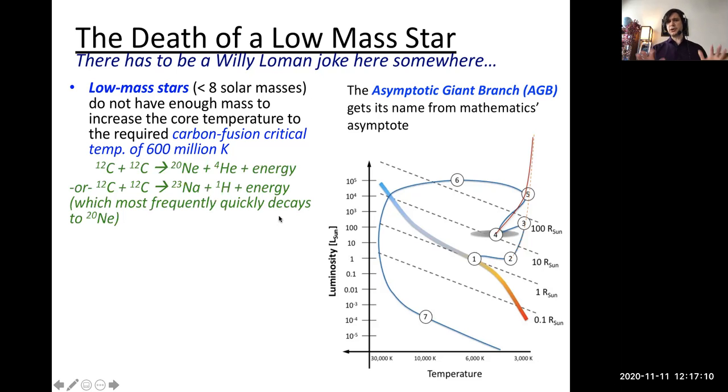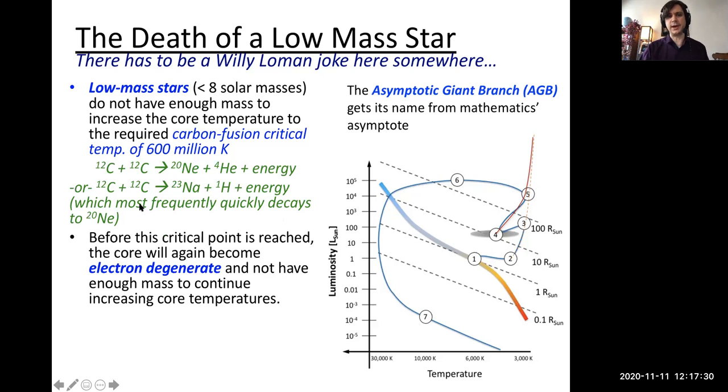And if you're curious, I don't require you to memorize the equations past the triple alpha process, but there are several different pathways of carbon fusion. You can do carbon fusion into neon. You can do carbon fusion into sodium. So you can see that you're just building up heavier and heavier elements. This sodium, however, will decay quickly to neon.